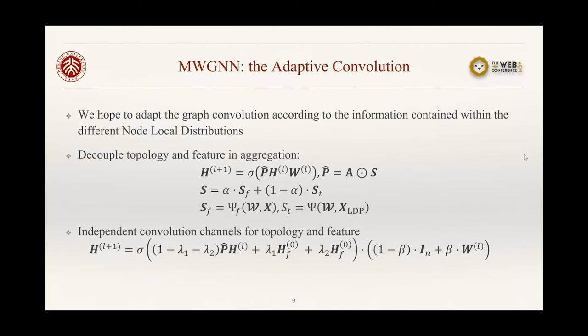To further model the complex correlation and maintain the original signals, we boost the node representations with the independent channel, node feature channel, and topological structure channel, respectively.